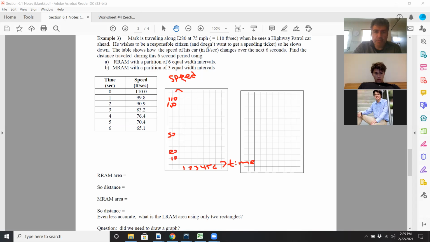Let's plot these points here. So 0, 110 is right here. 1, 99.8, kind of ballparking that. 2, 90.9, ballparking that one. 3, 83.2. 4, 76.4, 70.4, and 65.1. So the curve's going to look like this. It's a decreasing function, obviously. And you're asked to do an RRAM for part A. So you're going to start at the far right and do a rectangle like this, and then do another rectangle like this.